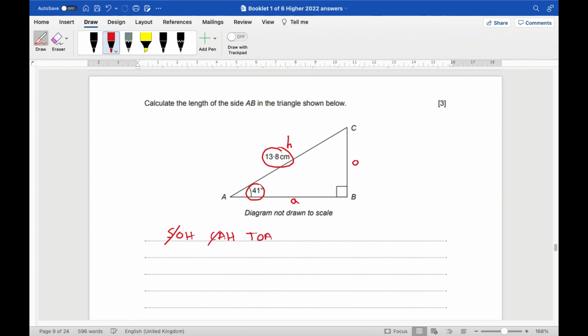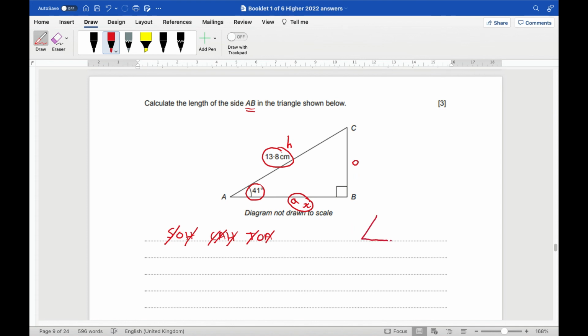I know an angle, I just said. Cross out SET. I know the hypotenuse, 13.8. The other 2 sides, I don't know them. Which one do I cross out? Depends. Read the question. Calculate the length of the side AB. This is the one I want. AB, this one here. Super important. Let's cross out A. Why have I not crossed out O? Don't know it. Don't care what it is.